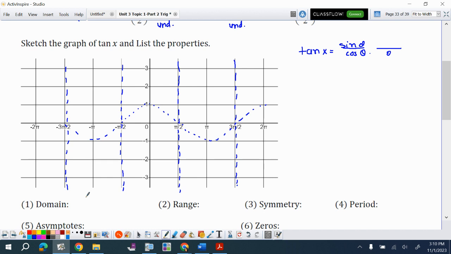Now, the rest of the graph is dependent on the sine graph. The rest of the shape is defined by the sine graph. So whenever the sine graph is 0, the tangent graph is 0. This is my sine graph, I'm just sketching the dotted line for it. We are trying to identify what the graph would look like. So whenever sine is 0, the numerator is 0, and that means tangent is 0. So that's a 0, that's a 0, that's a 0.